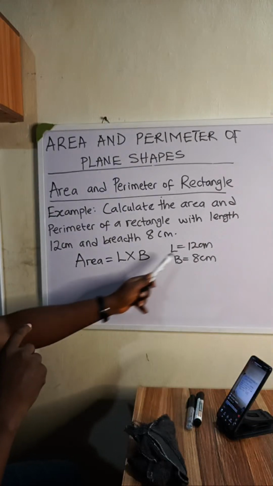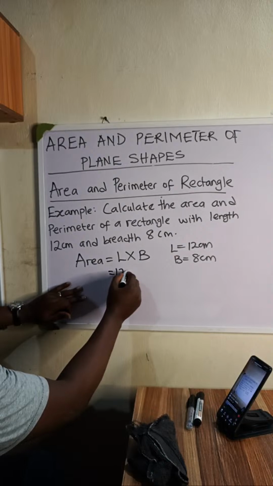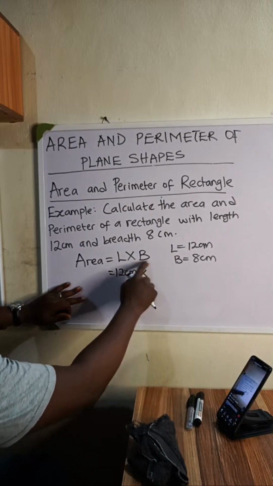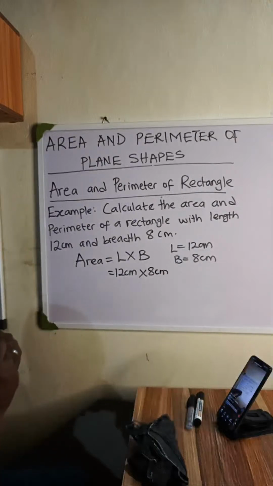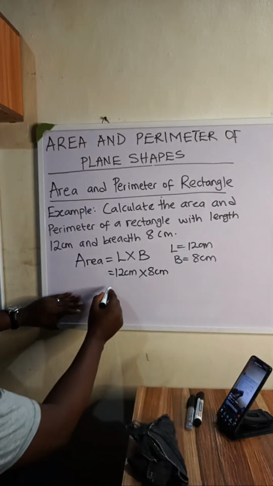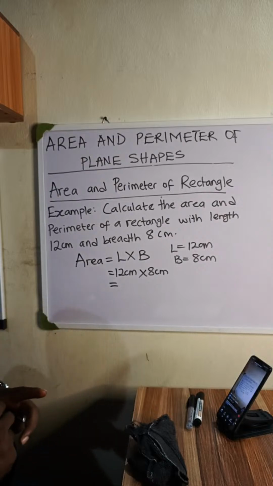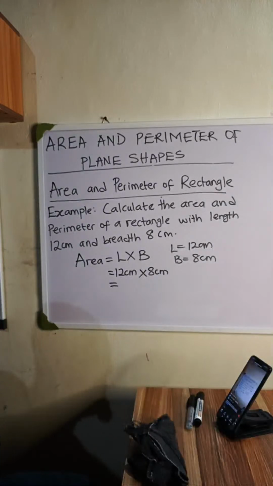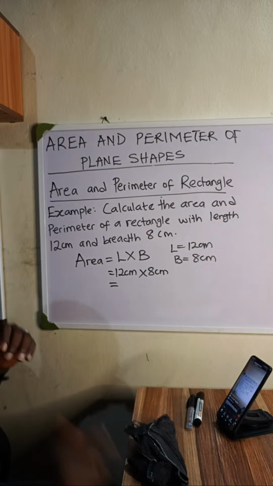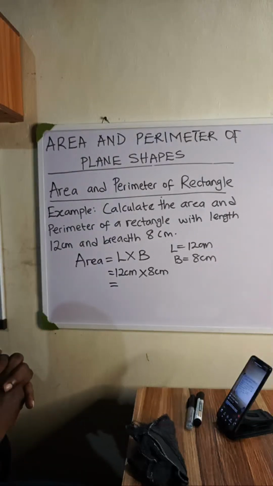So instead of having length, I'm going to have 12 centimeter multiplied by, instead of having breadth, I'm going to have 8 centimeter. So 12 times 8, what do we have? Anybody knows? Or nobody knows?